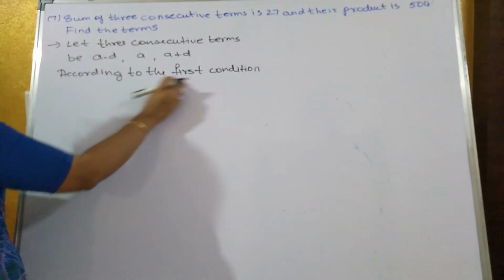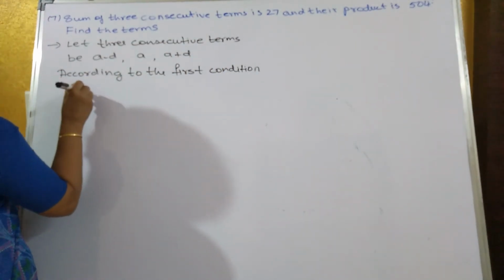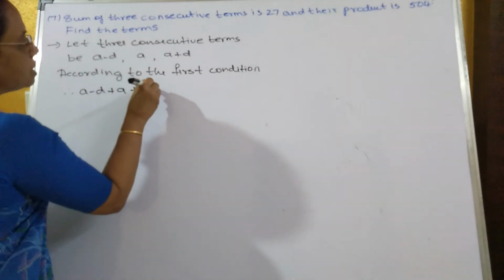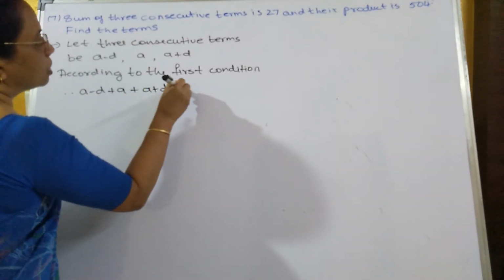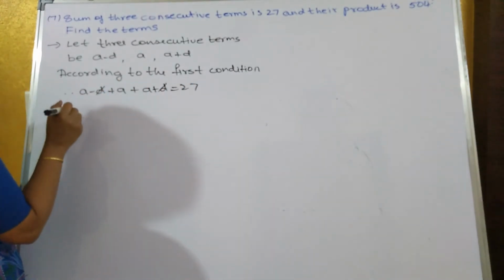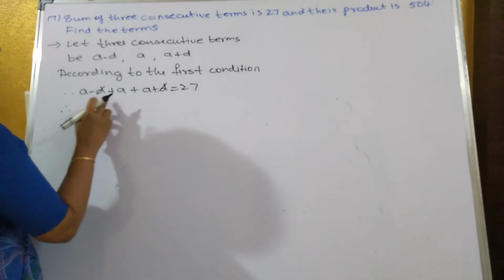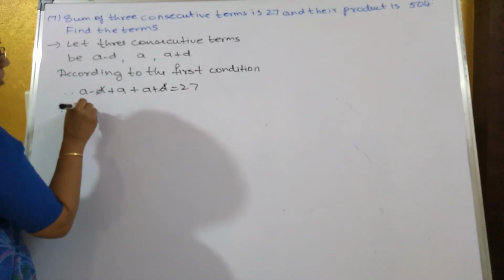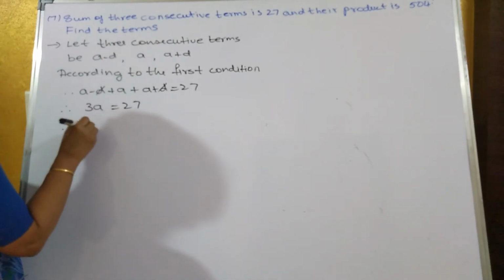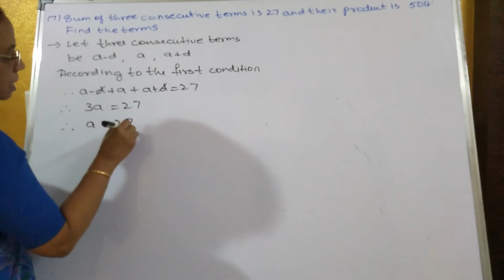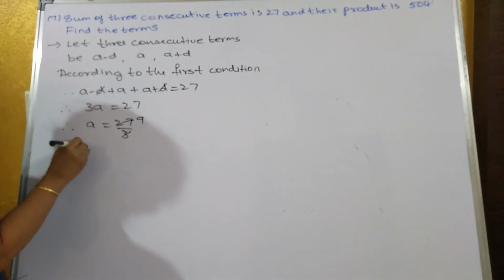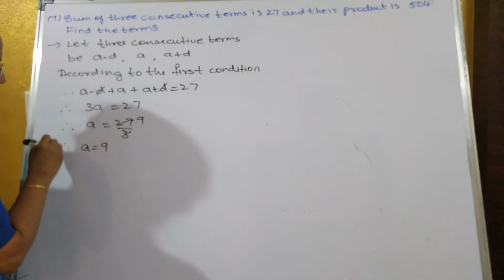So according to the first condition, A minus D plus A plus A plus D is equal to 27. Here plus D and minus D will get cancelled. So what will be remaining? A plus A plus A, that's equal to 3A is equal to 27. Therefore A is equal to 27 upon 3. It goes in 9th table. Therefore A is equal to what? 9. So we have got the value of A.